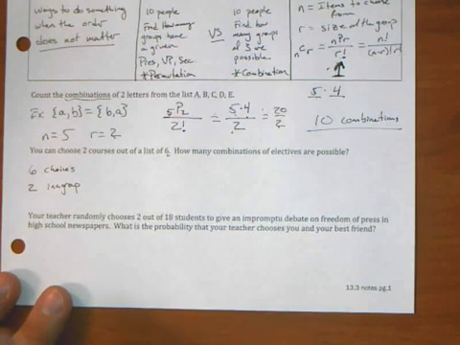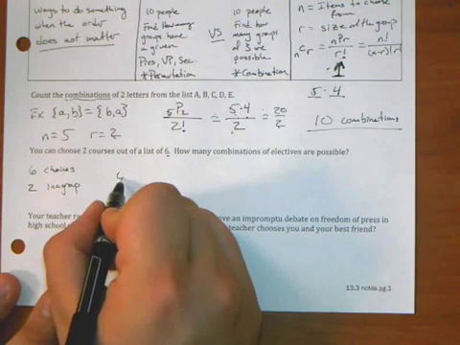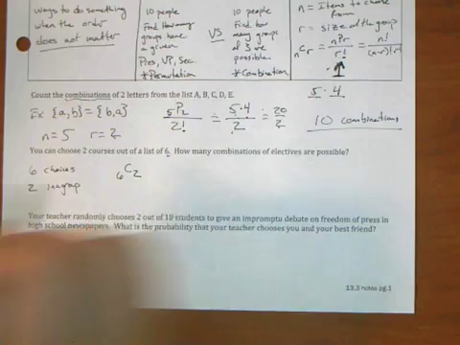All I want is to make sure that I have the two classes. I don't care what order I take them. I don't care what day I take my classes. I just want these 2 in my group. So that would be in our notation here, 6C2.